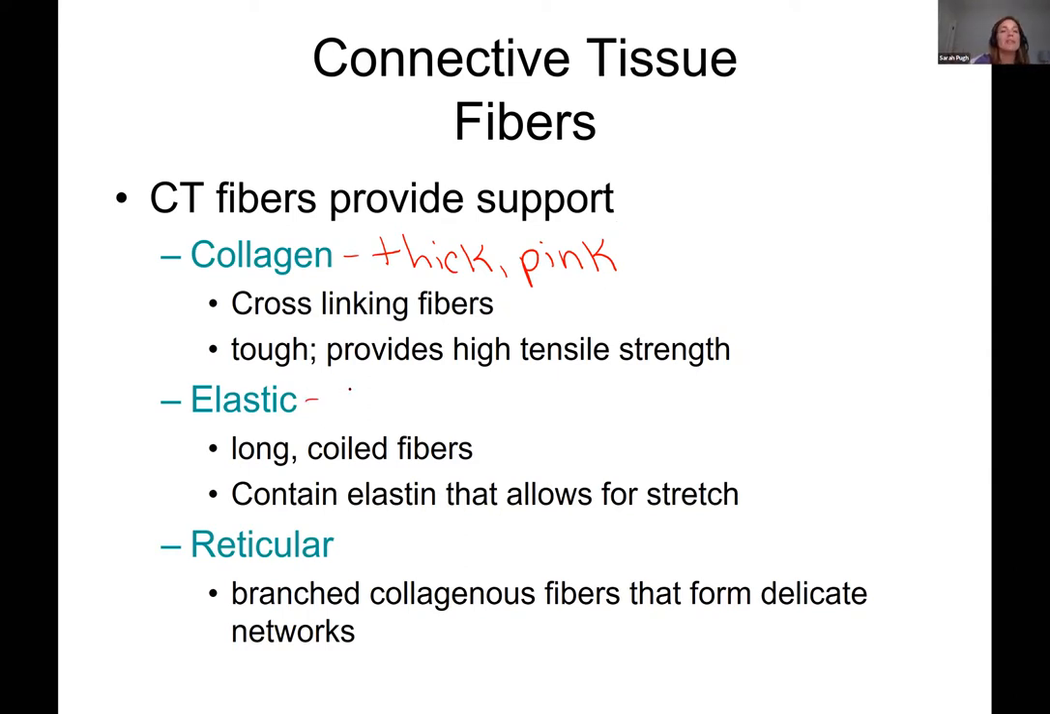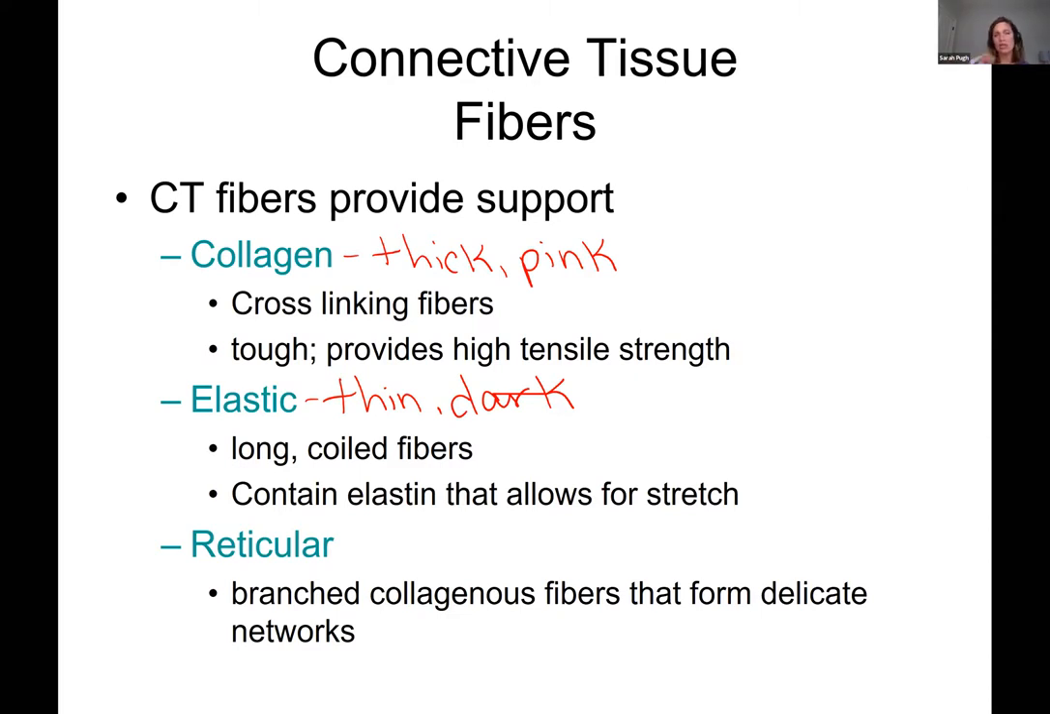Elastic fibers, not always, but most of the time, these are really skinny, they're thin, and they're really dark in color under the microscope. So a lot of times they might be black or like a navy blue, and they're real skinny. These are long coiled fibers, and they are just like what they sound like they are. They are elastic, they're very stretchy.